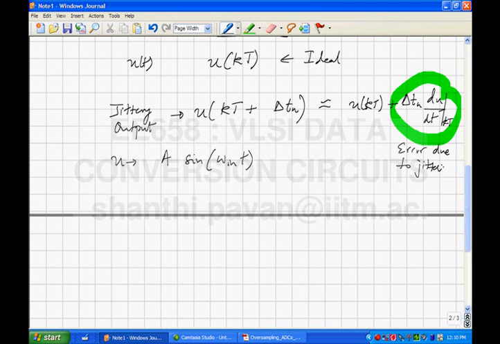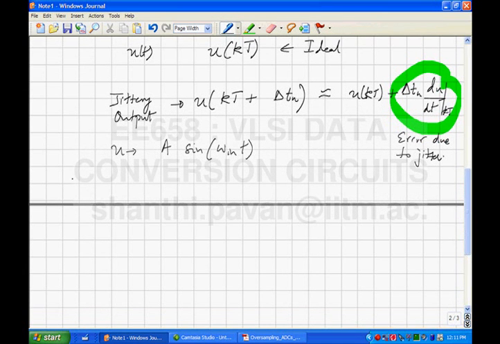You understand? All that this is telling you is that if the input is varying fast, then a jitter in the clock will basically result in a larger error. This is true whether the input is oversampled or not oversampled. Now, if the input is a sinusoid, what is du by dt?